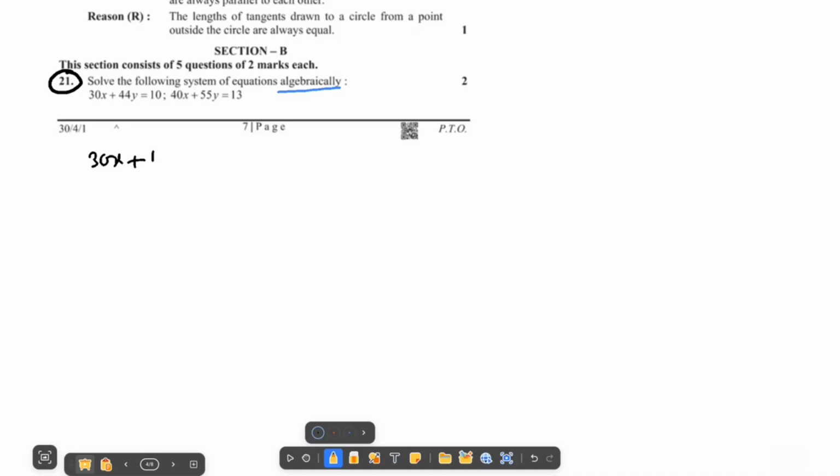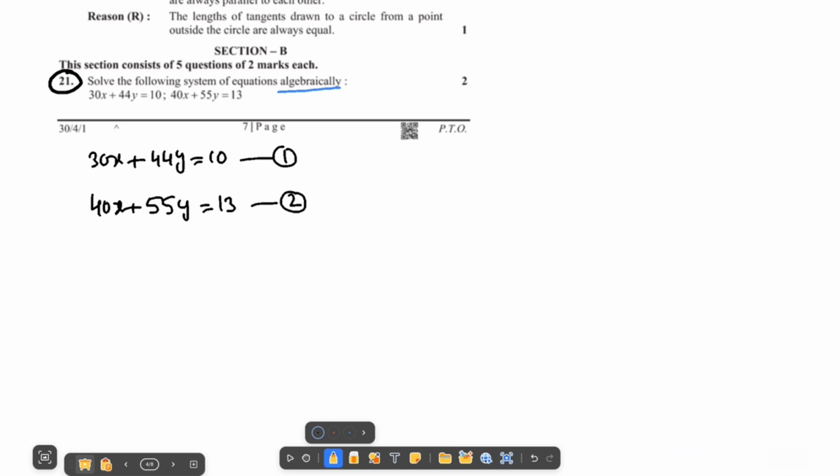30x plus 44y is equal to 10. Let this be equation 1. The second equation is 40x plus 55y is equal to 13. Let us solve it by the elimination method.